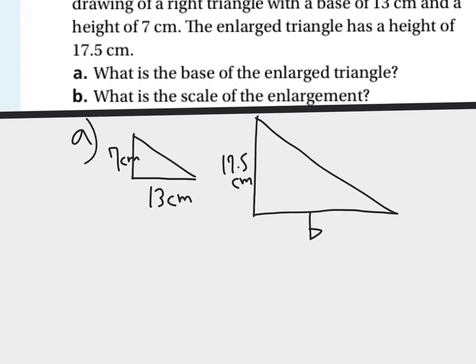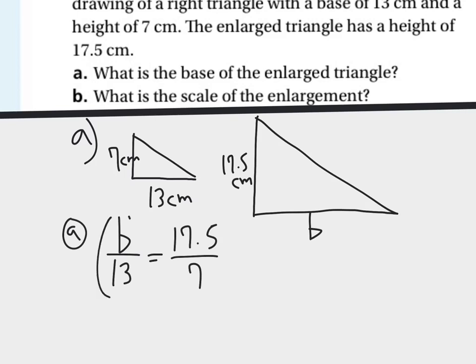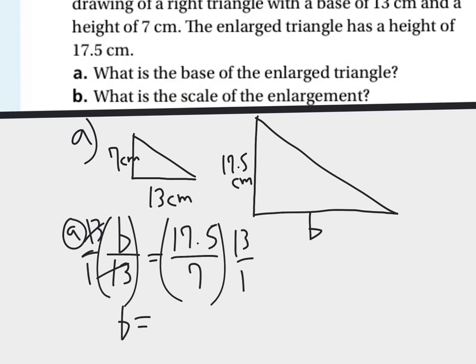So if you want to call that B for base, just make sure it doesn't look like a 6. So the base matches up with 13, just like 17.5 matches up with 7. And again, if you wanted to, you could just say they're dividing by 13, multiply by 13. And then when you work that out, you should get 32.5 centimeters. So that's for the base.